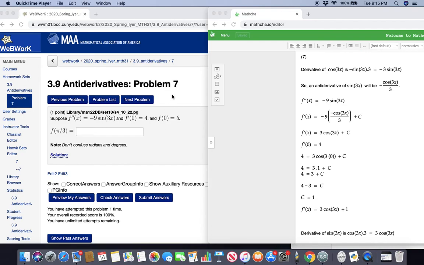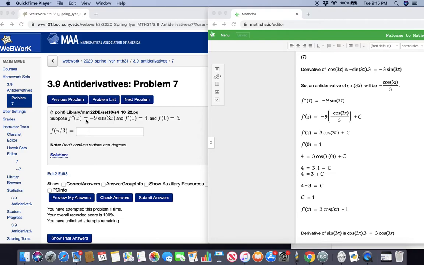Welcome back. This is problem 7, section 3-9. Suppose the second derivative of f is negative 9 sine 3x, f prime at 0 is 4, and f at 0 is 5. Find f at pi over 3. So in other words, you are given a differential equation.